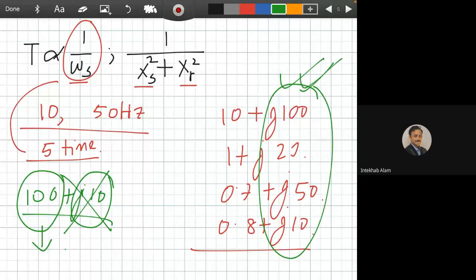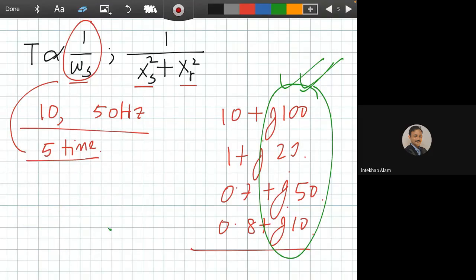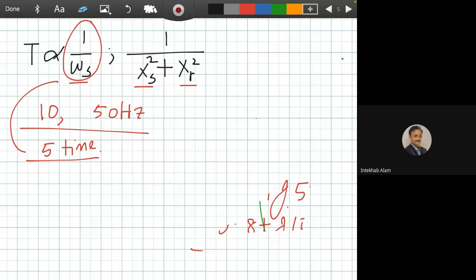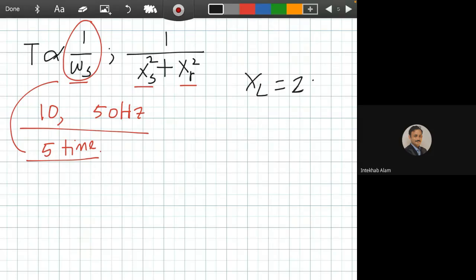So why am I telling these things? Because whenever we consider omega XL, then omega XL is a function of frequency or omega. Can you recall it? XL is 2 pi FL. Is it okay with you, or have you also forgotten this equation?